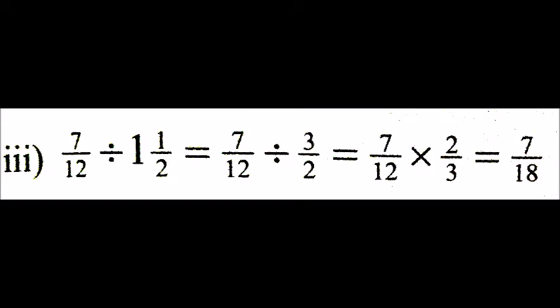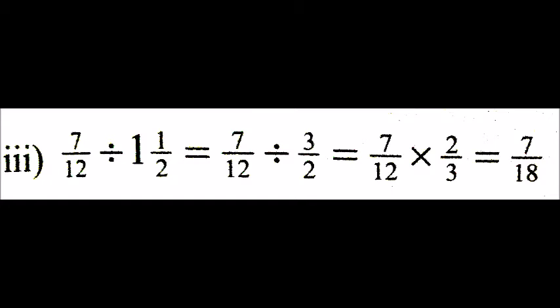7 times 2 is 14. Then 12 times 3 is 36. So 14 over 36. Now 7 goes into 14 2 times and goes into 36 18 times? No: 2 goes into 14 7 times and goes into 36 18 times. So 7 over 18.